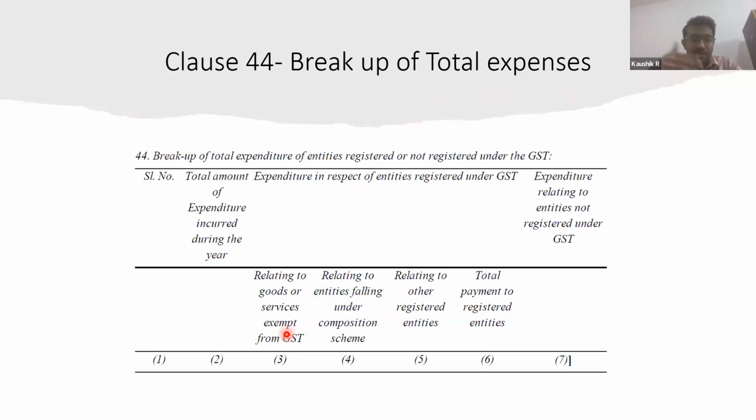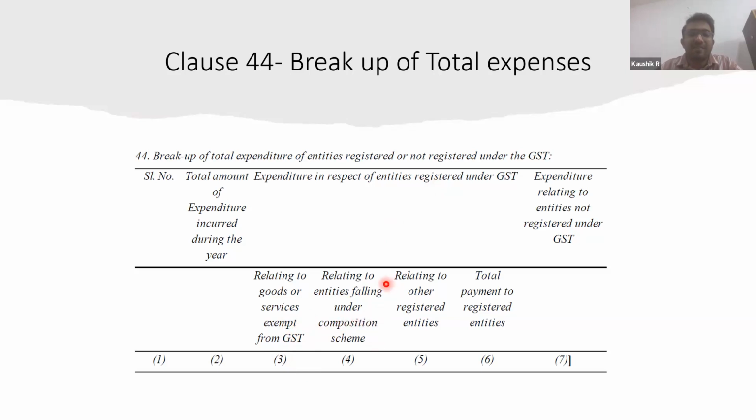For example, say fruits, vegetables, groceries, and things like that. It is completely exempt. So if we, or education for that matter is exempt. So if it is coming under exempt category and it is registered, then we should give under clause 3, under the column 3. Relating to entities falling under the composition scheme.